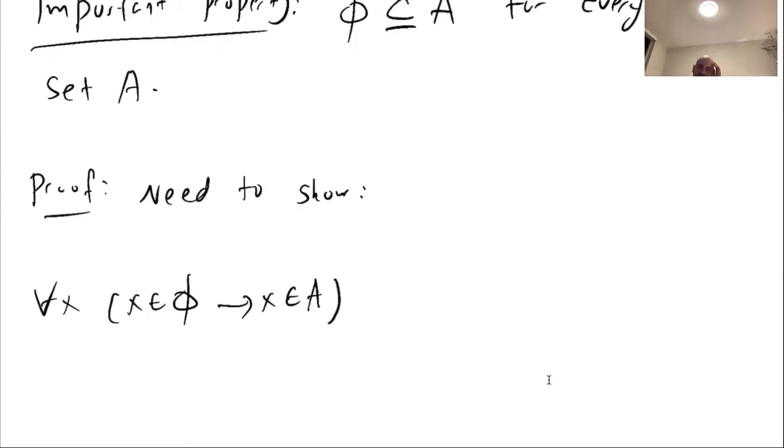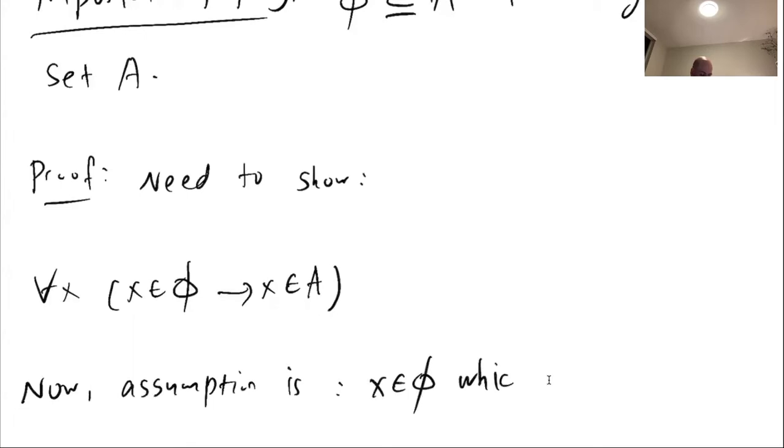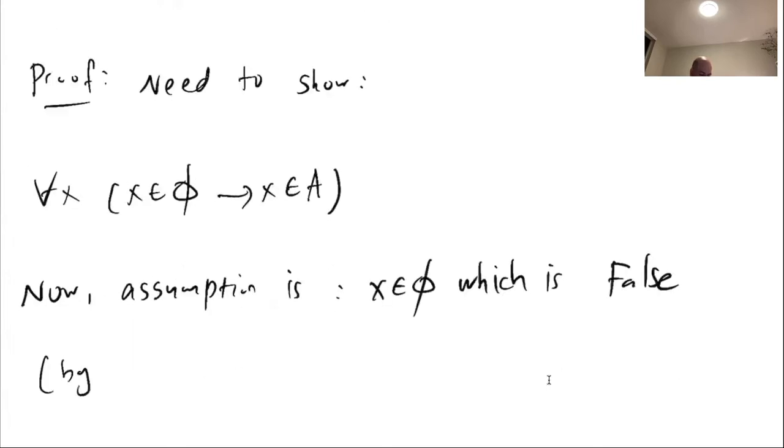Now, we have a conditional statement here: P implies Q. What is P? What is the hypothesis or assumption? The assumption is x belongs to phi, which is false, right? By definition of phi. Phi is a set with no element, right? So x belongs to phi is false for every x.